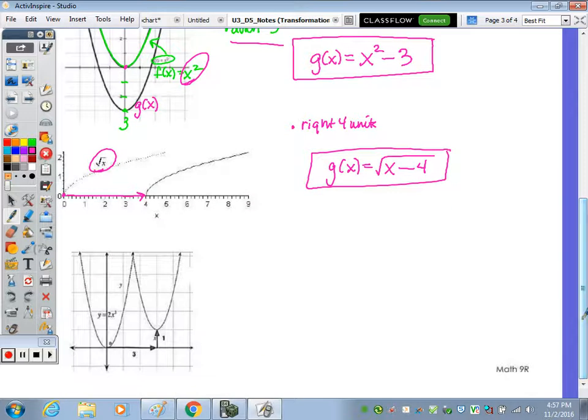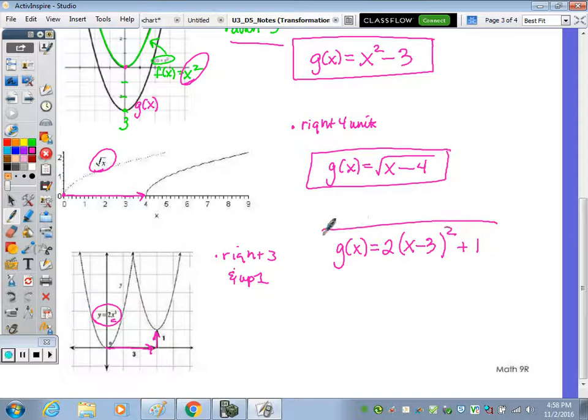our original function is y equals 2x squared. So what's going on here? It's noting that it's going right 3. And up 1. So we're going to take g of x, and we have the 2 out front with the x squared. If I'm moving right or left, I need to add or subtract to the x. So right 3 is going to be opposite of plus, which is minus. And then the up 1 is outside the notation, plus 1.